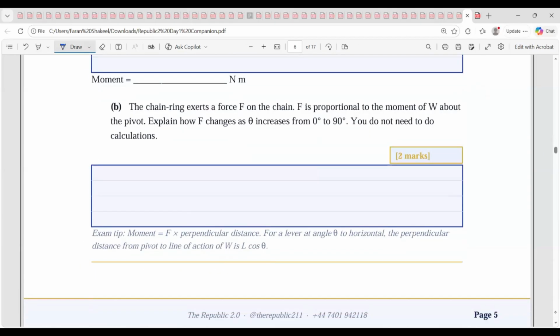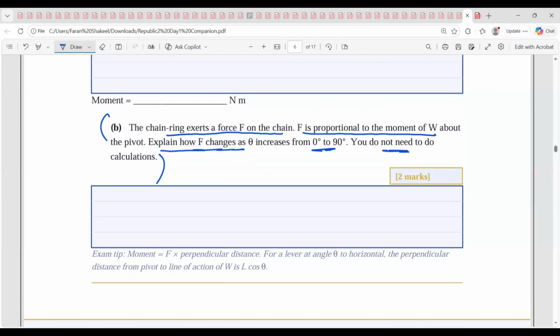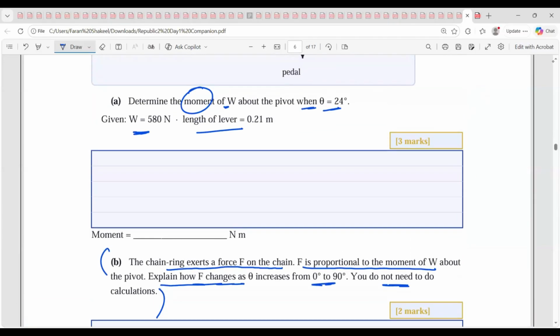We've got that. Now, this is an important theoretical question. The chain ring exerts a force of F on the chain, and F is proportional to the moment about W. Explain how F changes as theta increases from 0 to 90 degrees. You do not need to do any calculations. So if you're increasing theta from 0 to 90, how would the force exerted on the chain ring change?